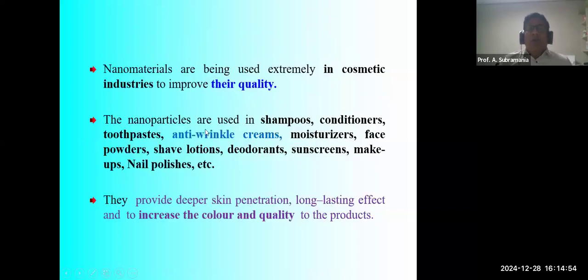So nanomaterials are being used extensively in cosmetic industries to improve their quality. The nanoparticles are used in shampoos, conditioners, toothpaste, then anti-wrinkle creams, moisturizers, face powders, shave lotions, deodorants, sunscreens, makeups, nail polish, etc. They provide deeper skin penetration, long-lasting effect, and increase the color and the quality of the products.